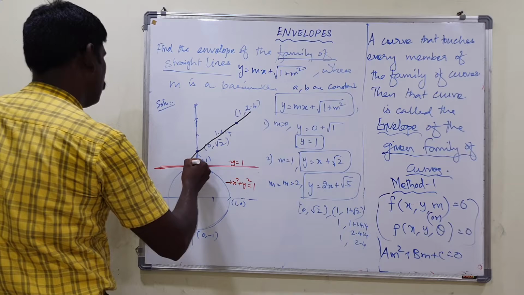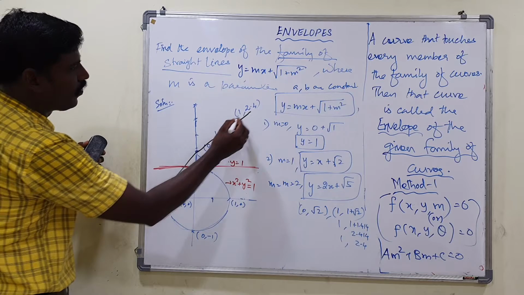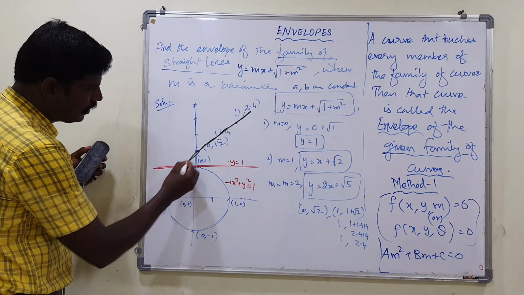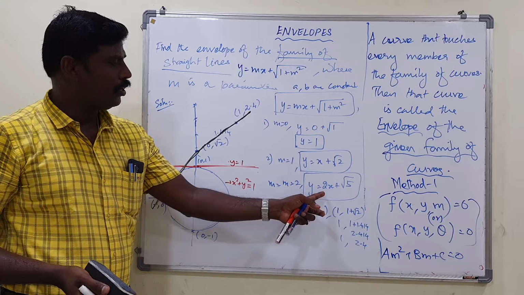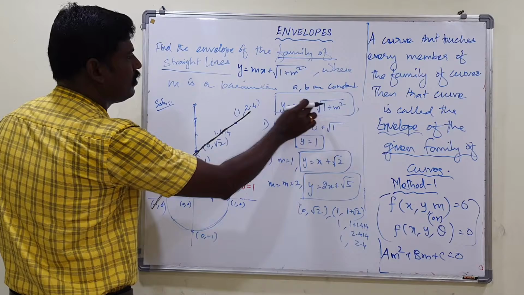In this rough diagram, I can't clearly locate the points. So that's why it's just deviated from the circle. If you clearly locate that point, then exactly that straight line touches this curve. Similarly, you can draw this circle, that circle, and that straight line will also touch this circle. Therefore, this circle is called the envelope of this family of curves. That's all.